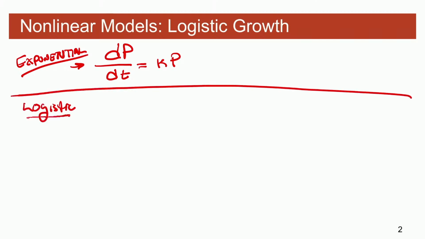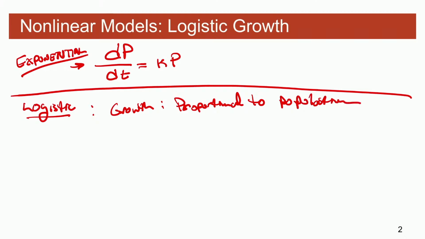Logistic growth is proportional to population for small populations. So this is when the population is small. But when the population gets too big, you run out of food. So when it's too big, there's some limit. This is some sort of a max population size.